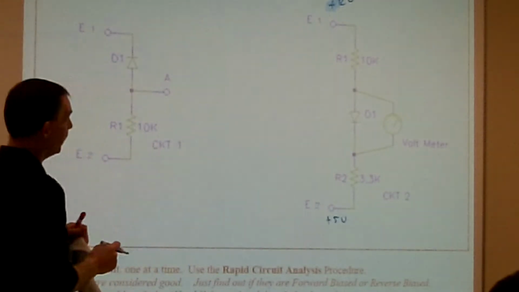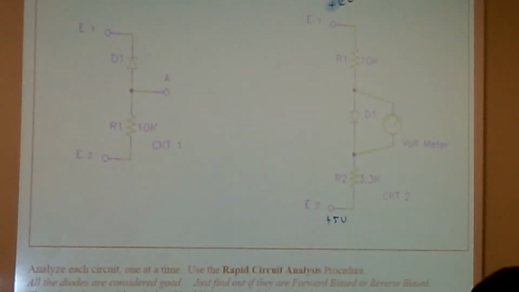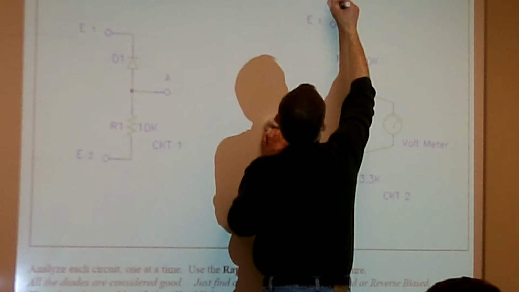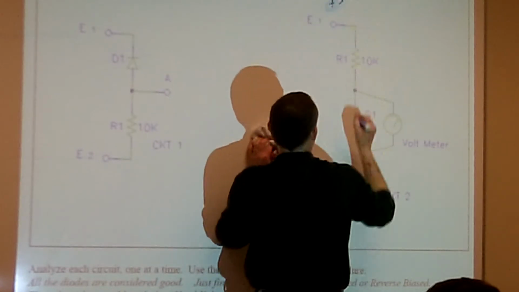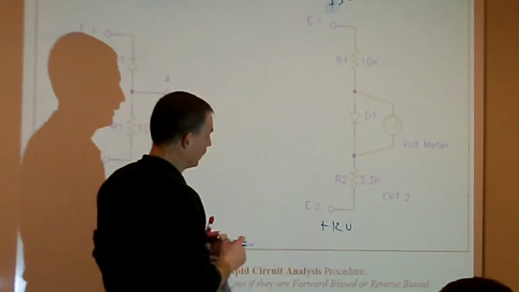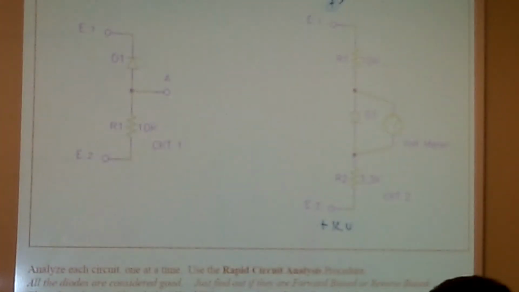What's the voltmeter going to read? 0.7 volts. It's a go, right? So it's going to drop 0.7 volts. Then if I flip the two around, so now what's it going to read? 7 volts. Yeah, going to read 7 volts.